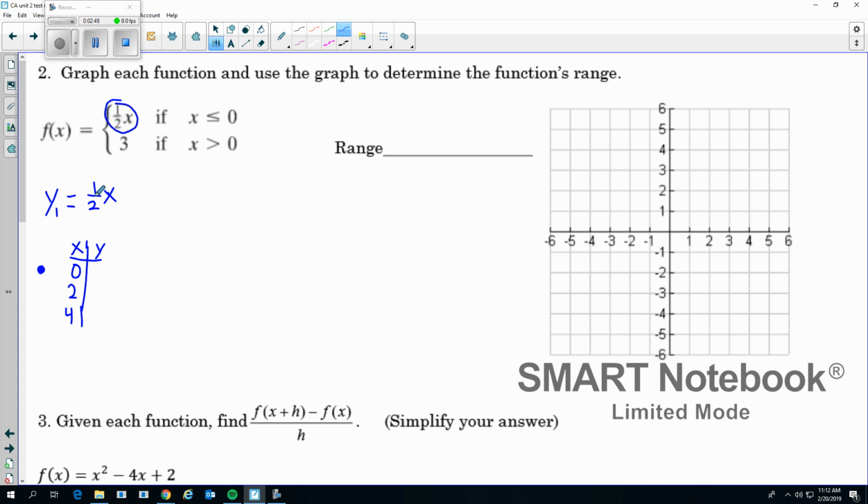So let's see. We're going to multiply this by 1/2. So 1/2 times 0 is 0. 1/2 times 2 is 1. 1/2 times 4 is 2. So we'll go ahead and plot this. So at 0, 0, we're going to have a closed circle.